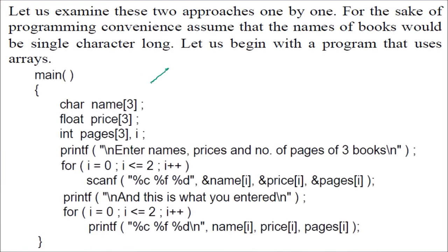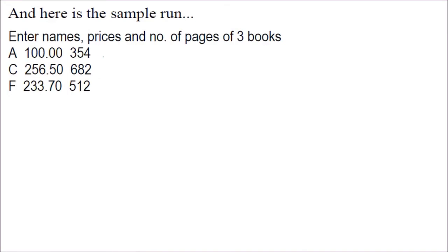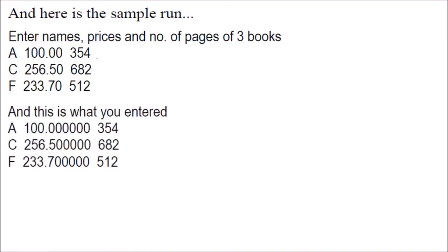This is the first approach using the arrays. So we have 3 arrays, and this is for name, this is for price and this is for pages. We have entered for 3 books, so 0 to 2, we are saying ampersand name, ampersand price, ampersand pages with the subscript. Now these will be entered and you can just show it. Again, the same thing with printf. So this is how the sample run of the program would look like. You enter these entries for 3 books and this will be shown.